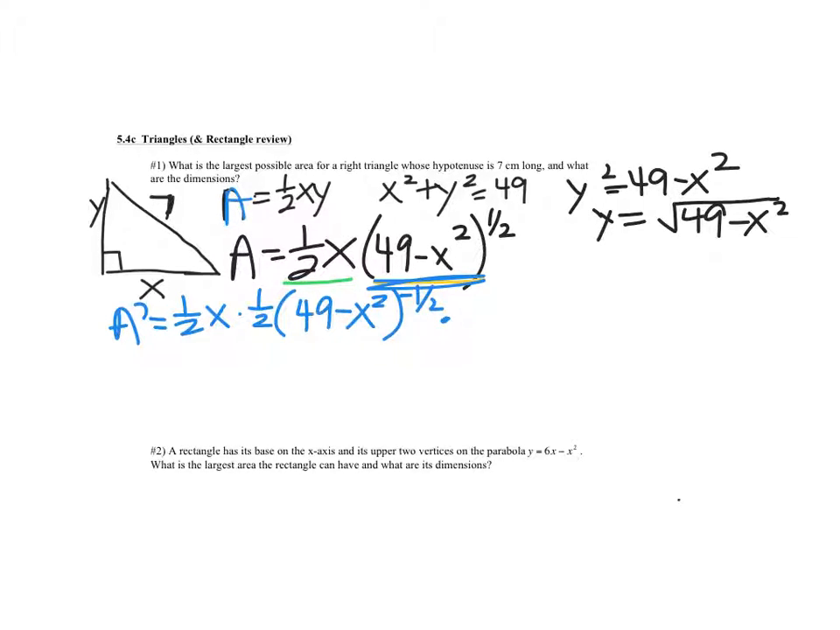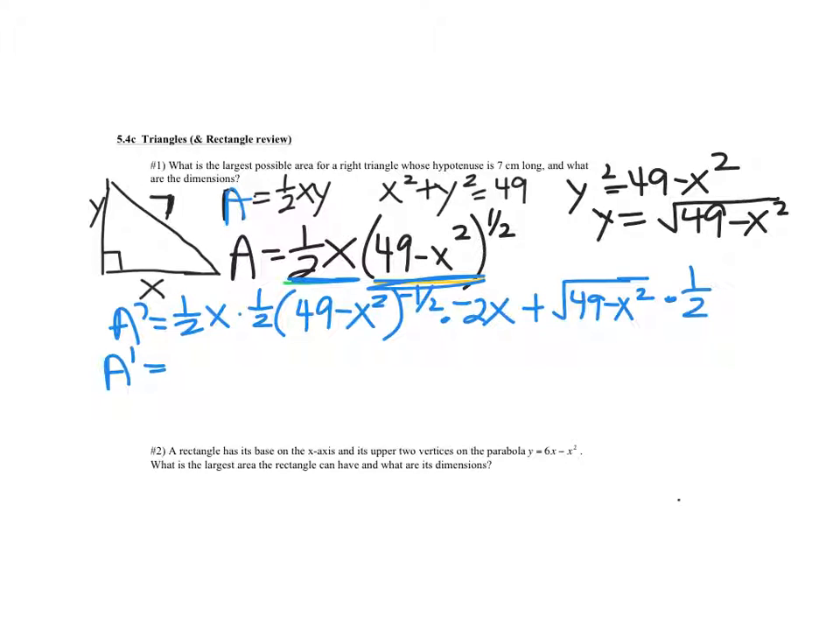Then, don't forget chain rule. We need to take the derivative of the inner function. So the derivative of 49 is 0, and the derivative of negative x squared is negative 2x. So that was just a b prime, and then it's going to be plus b, which I'll just write as square root of 49 minus x squared, b times a prime, and a prime is the derivative of 1/2 x, which is just 1/2. All right, so that's the derivative. Let's clean this up a little bit.